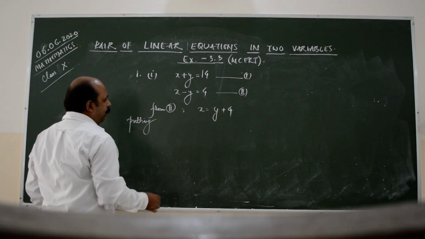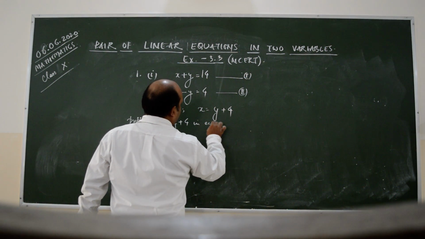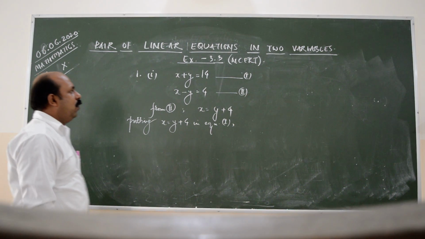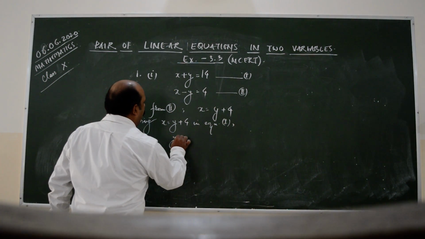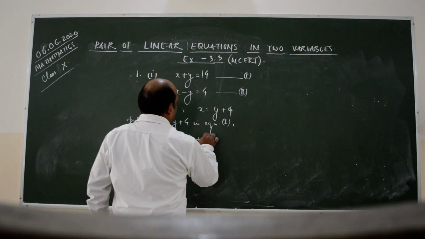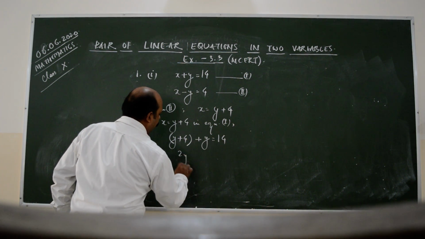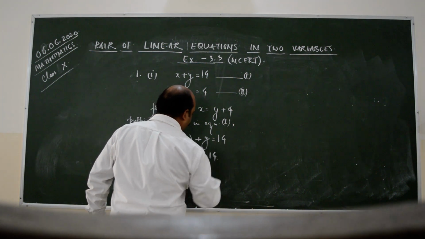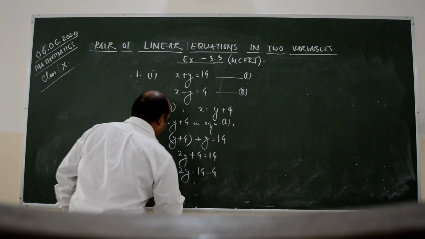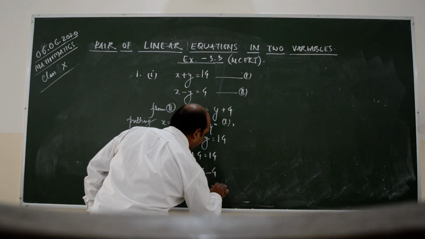Putting or substituting x is equal to y plus 4 in equation 1. So in the first equation we are substituting the value x is equal to y plus 4. So we are getting y plus 4 in place of x, plus y is equal to 14. In the next step, y plus y is 2y, plus 4 is equal to 14. Further in the next step, 2y is equal to 14 minus 4. So the value of y will be 10 by 2, that is 5.